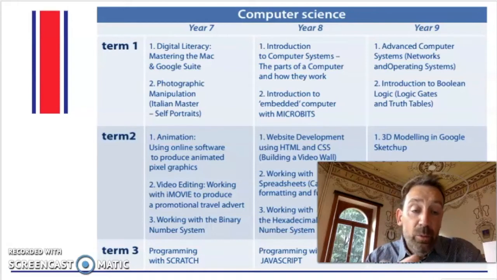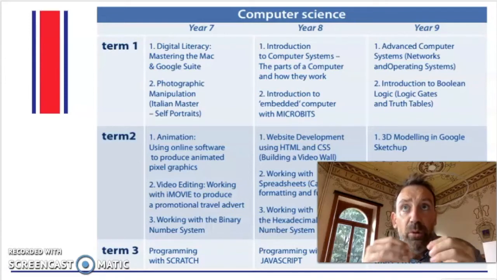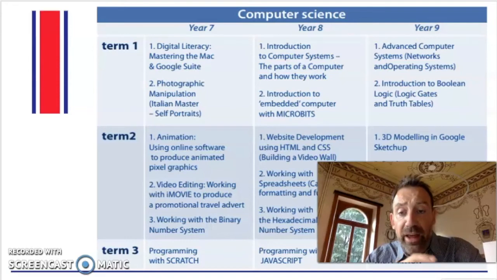In year 9, we're getting the students ready for their IGCSE in computer science, for those who choose to pick it as an option in year 10. So we'll be looking at operating systems, computer networks, and Boolean logic, and more advanced computer technologies and computer principles. Now that's it for computer science.